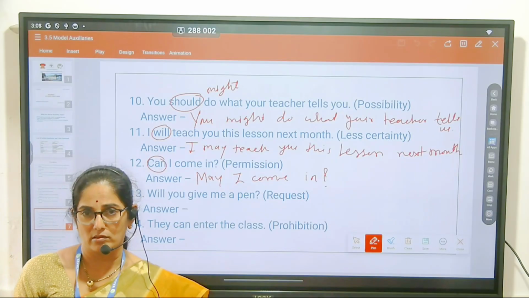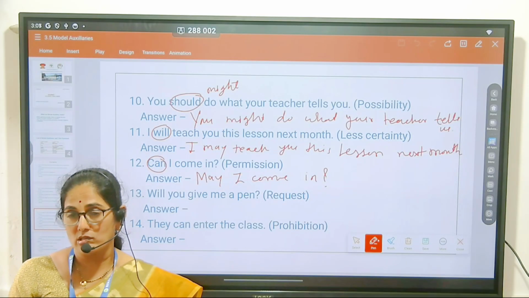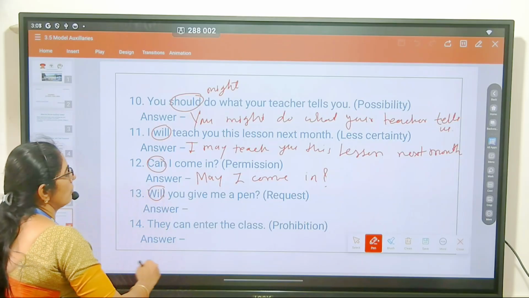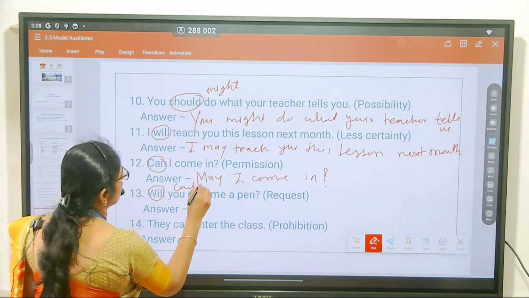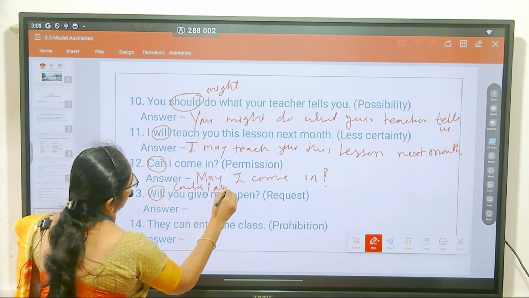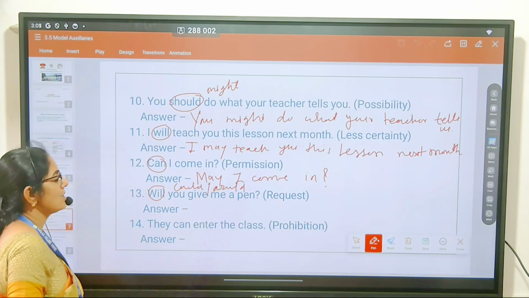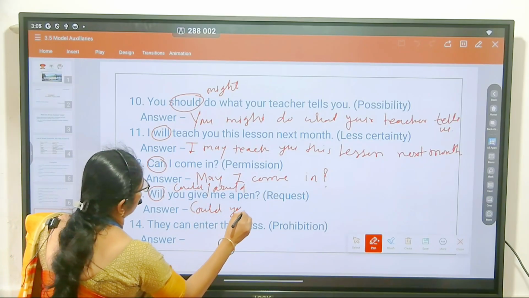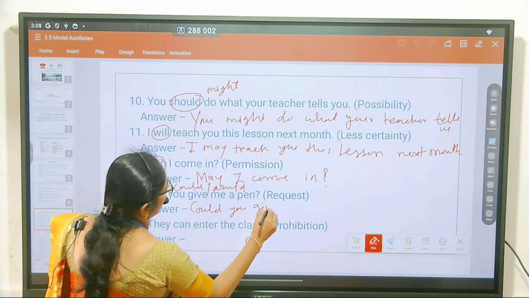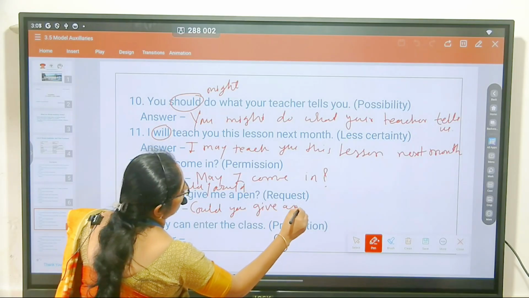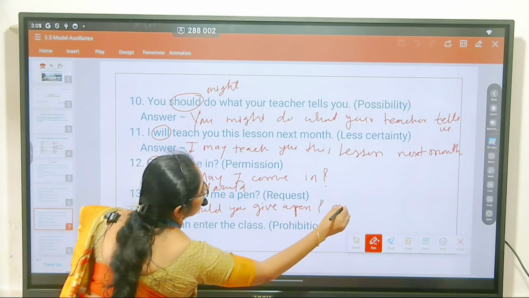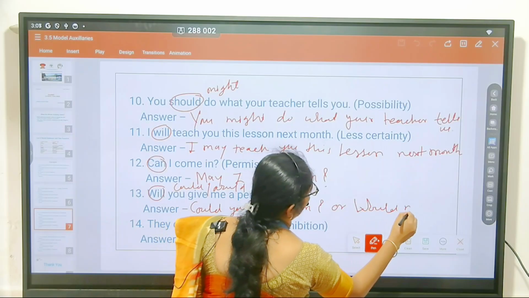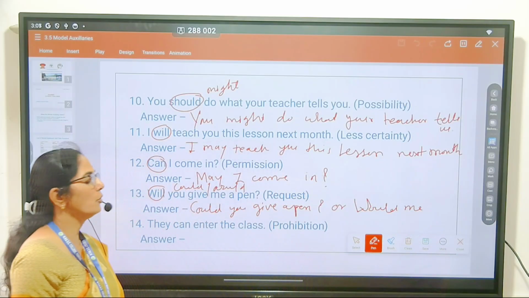The next one, will you give me a pen? It's a request. Okay, when you are making any request you have to use could or would. So remove this will. Instead of that you use could or would. So what is the answer? Could you give me a pen? Or would you give me a pen?